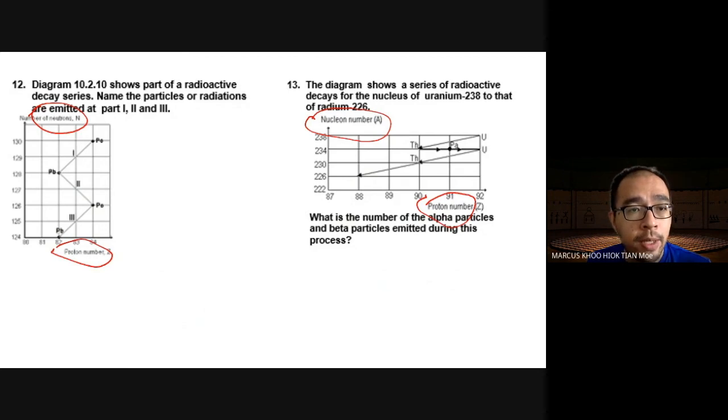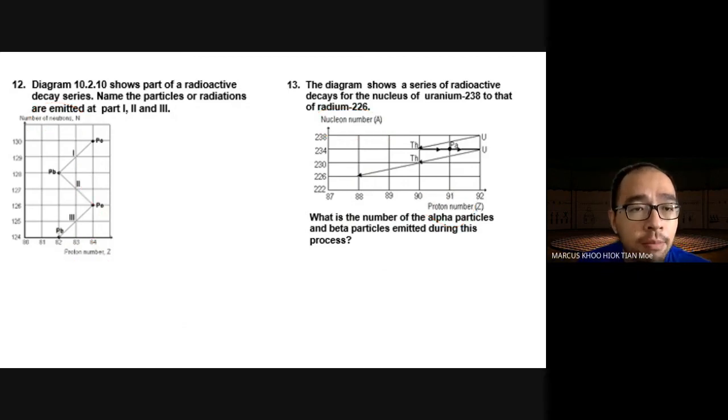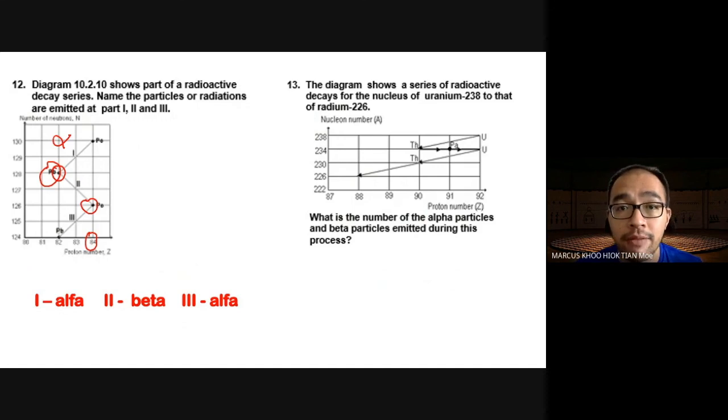Now, what you need to remember is that if the number of protons is decreasing, 84 becomes 82, there's only one situation where the number of protons decreases, which is alpha decay. And in this one, the number of protons is increasing, 82 becomes 84. Number of protons increasing means beta decay. And number 3 is also the same, it will also be alpha decay. So for everything, look at the number of protons. If the protons are decreasing, it is an alpha decay. If the protons are increasing, then it is a beta decay.